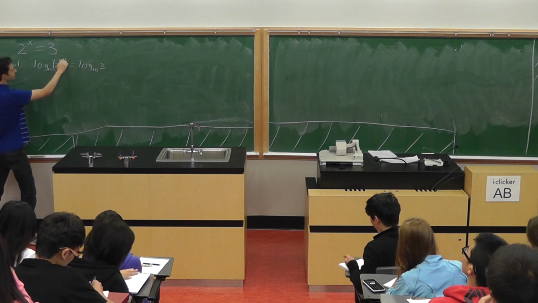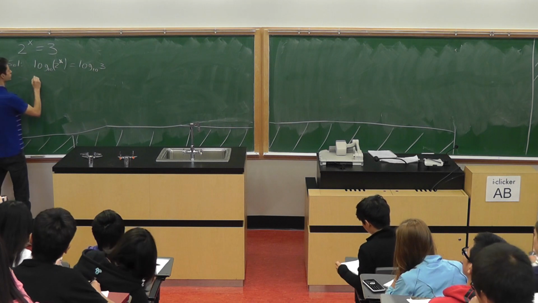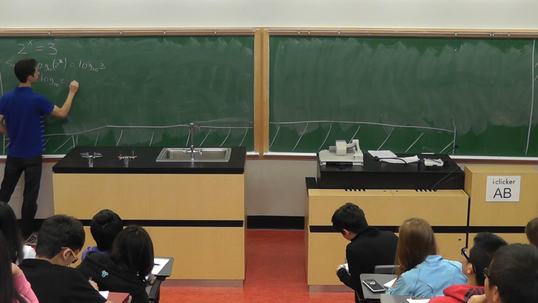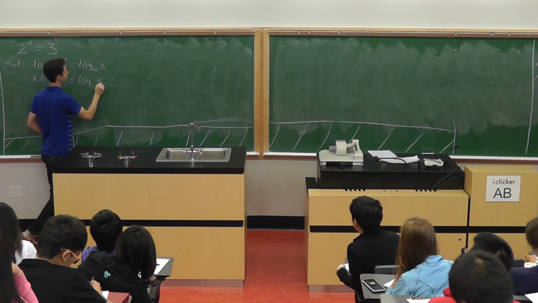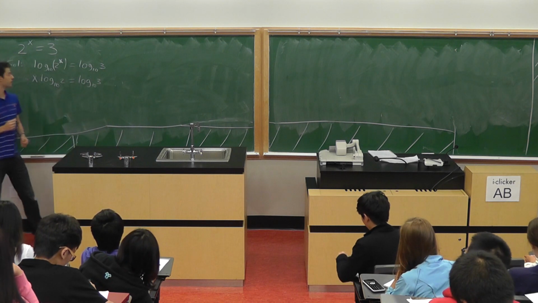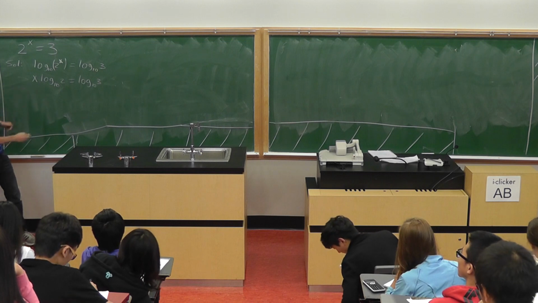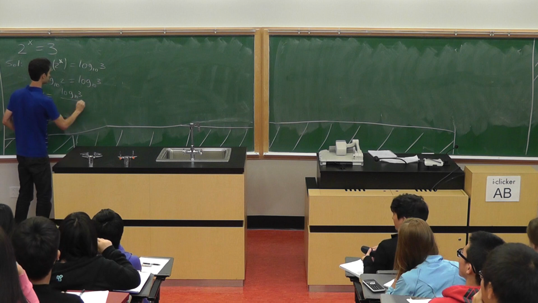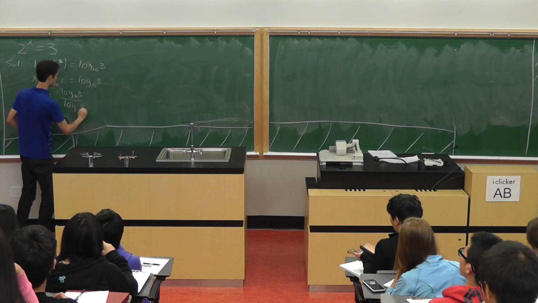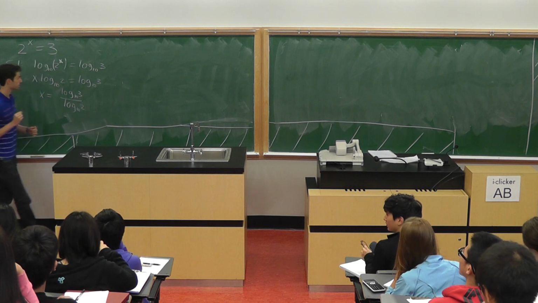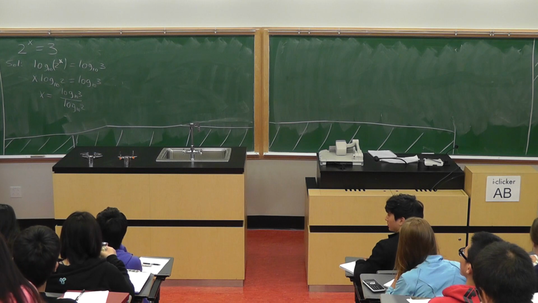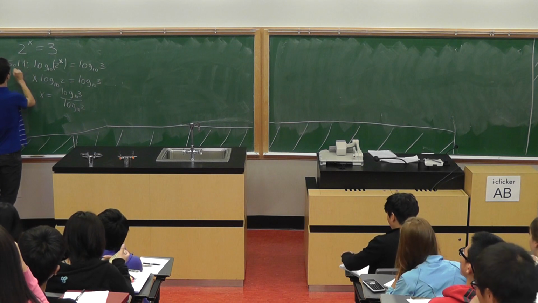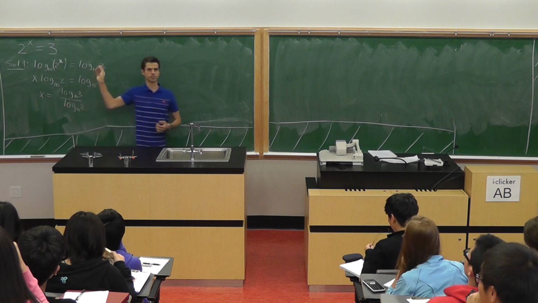It takes powers to products. So it is x times logarithm to base 10 of 2, and it is logarithm of 3 to base 10. Okay, wonderful, I have my answer. x is logarithm of 3 to base 10 divided by logarithm of 2 to base 10. Okay, I have one solution.